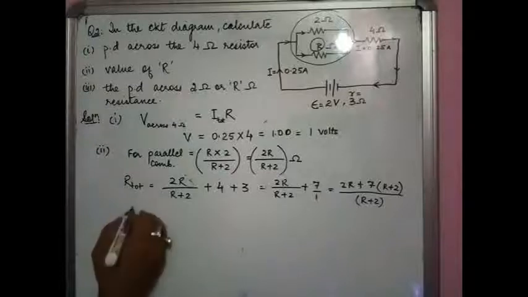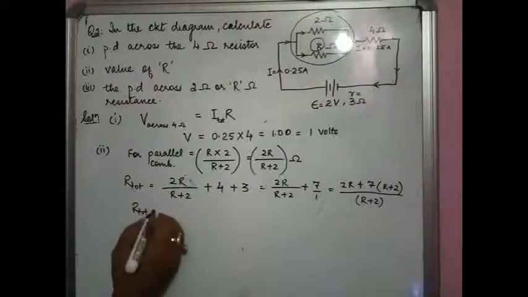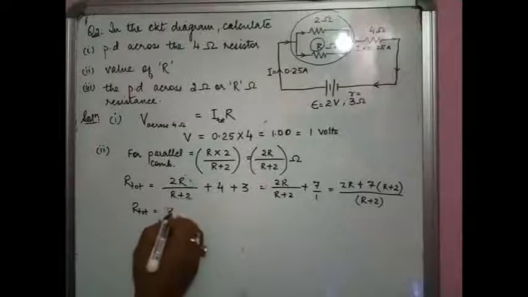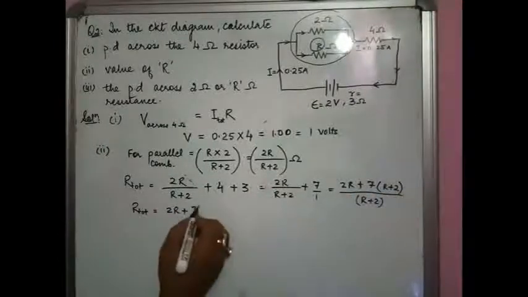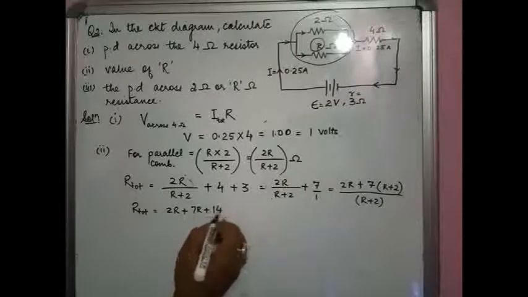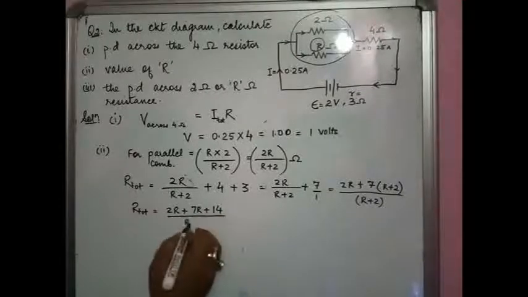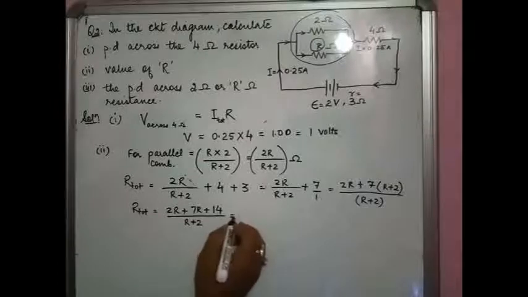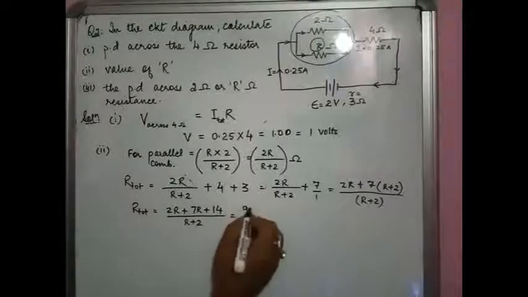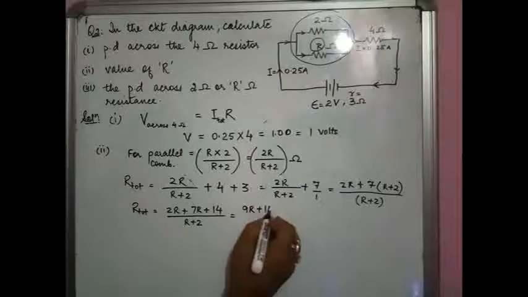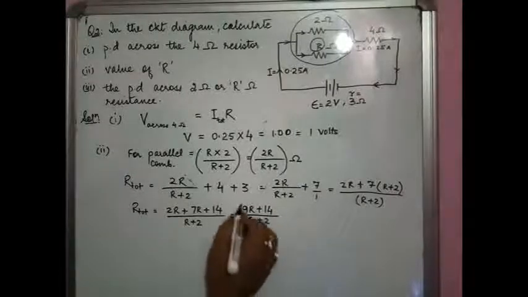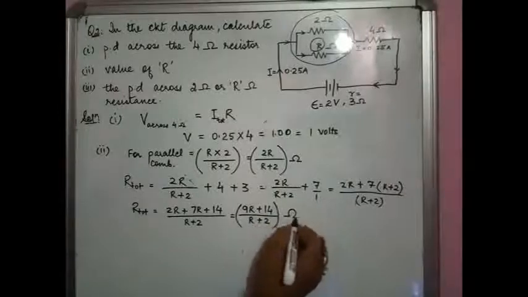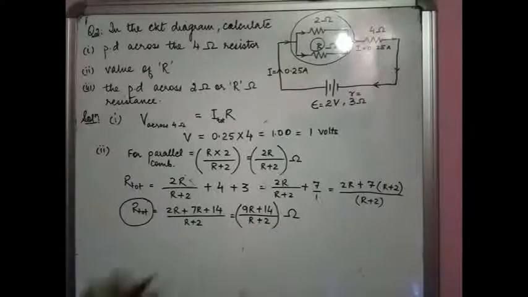All this calculation, I hope you will be able to do that. 2R plus, the moment 7 goes inside, so you have 7R plus 7 2s are 14 upon R plus 2. Okay, 7R plus 2R will give you 9R plus 14 upon R plus 2. Please note that this is the R total. That means the overall resistance of the circuit.